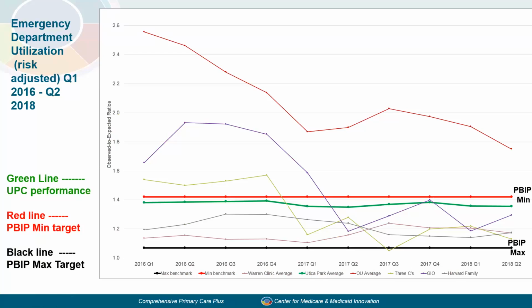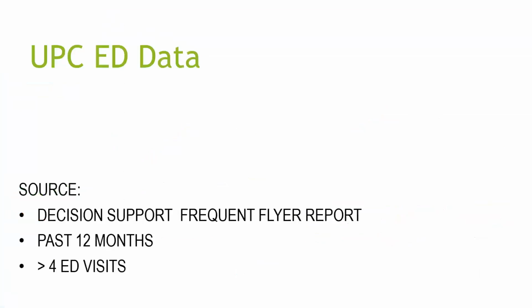So 2017 numbers will be coming out soon. We want to get a head start on 2018, or 2019 anyway, to see how we can begin using this information to hopefully redirect some ED utilization. Again, Utica Park Clinic, you can see it by the green line. We are below that metric. We are making gradual decreases down, which for a clinic with the size of attribution that we have is probably heading in the right direction.